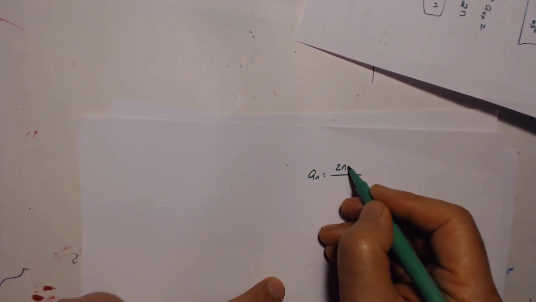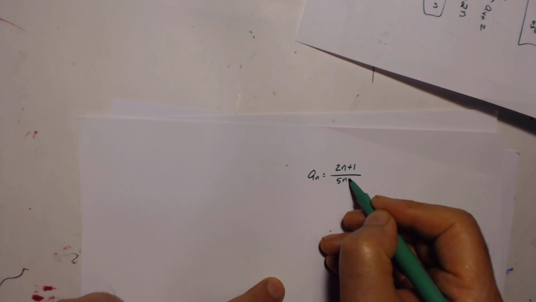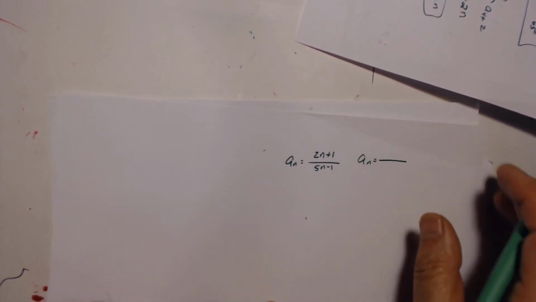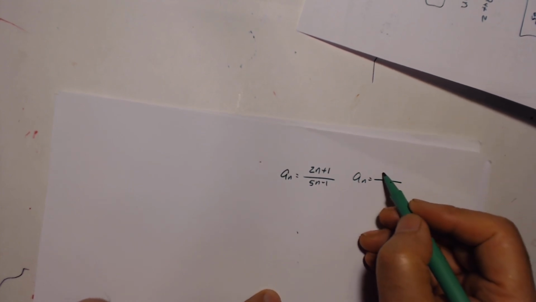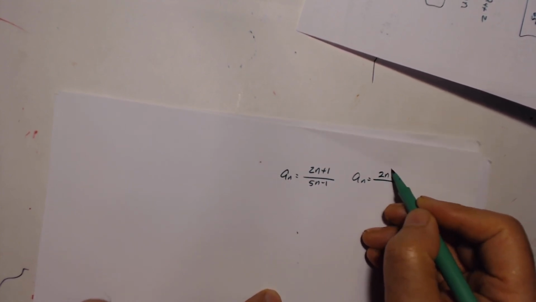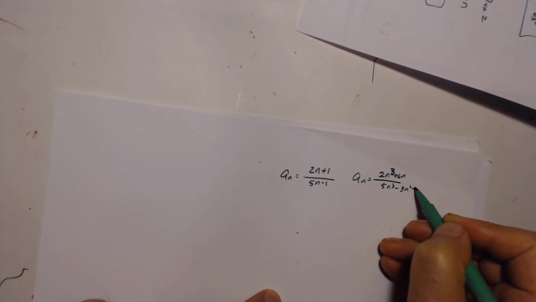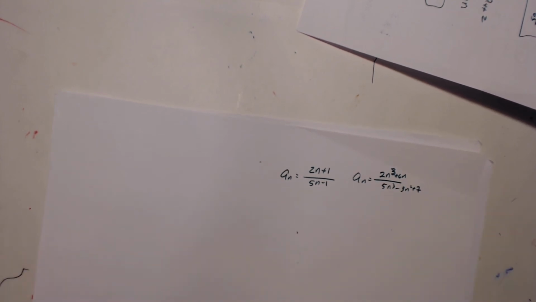And somebody else said, would you give me something else about the sequence, having 2n plus 1 over 5n minus 1? Maybe a sub n is equal to 2n cubed plus 6n over 5n cubed minus 3n squared plus 7, and tell me if those functions are going to converge or those functions are going to diverge.